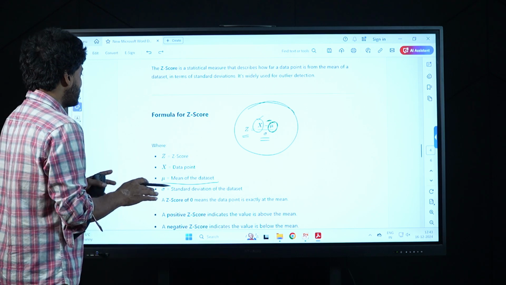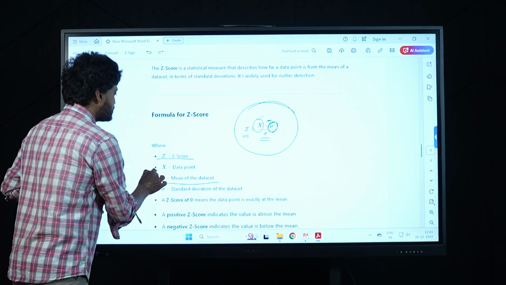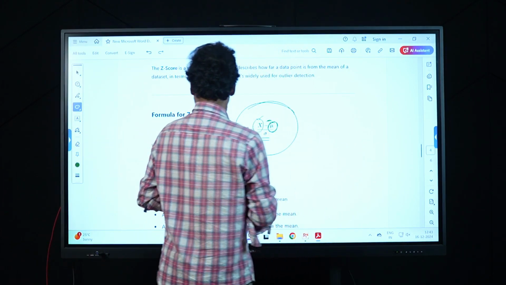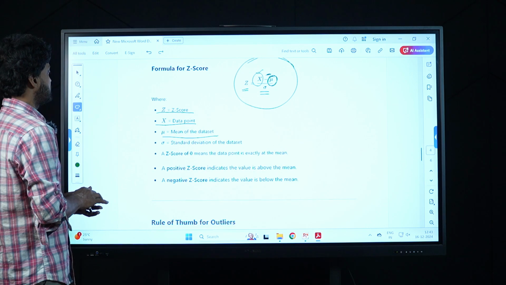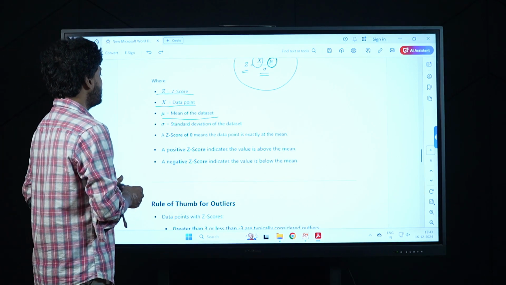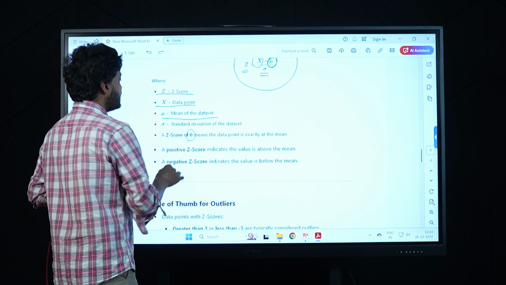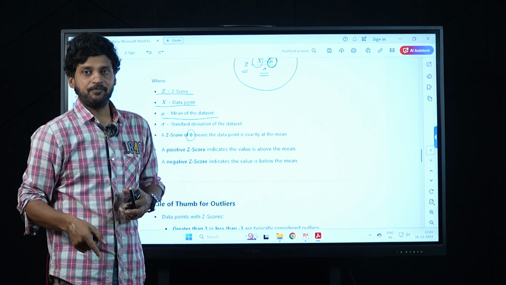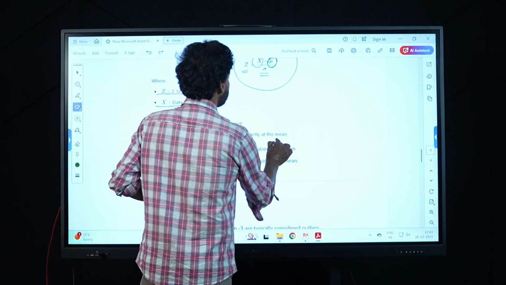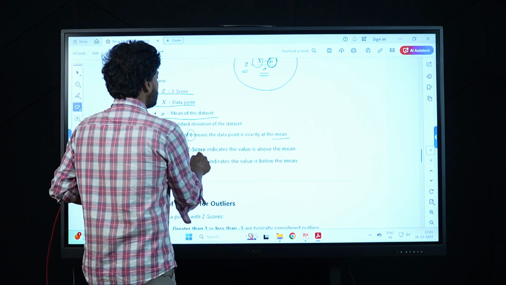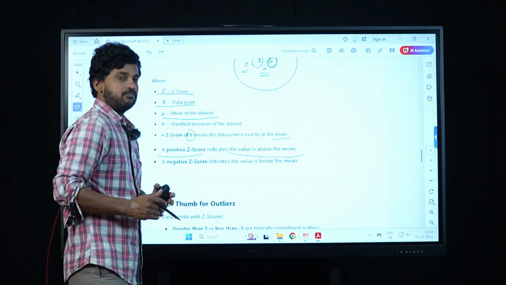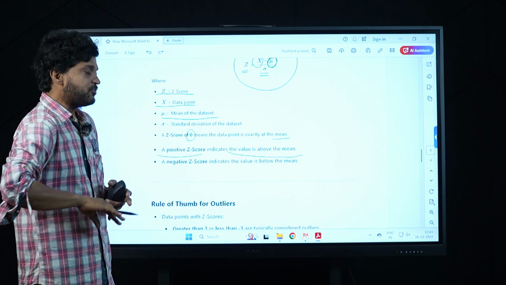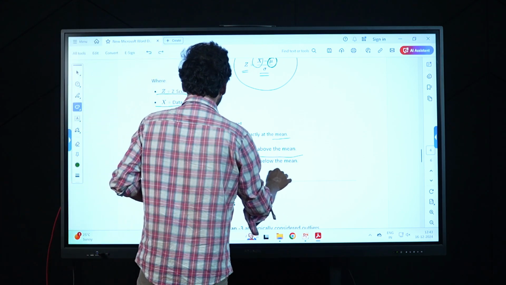Now what exactly is the Z-score? Where Z is the Z-score, X is the data point, mu is the mean of the data set, and sigma is the standard deviation. If after calculating this you get a Z-score of 0, the value is exactly at the midpoint. The value is exactly at the mean. A positive Z-score means the value is above the mean. A negative Z-score means the value is below the mean.